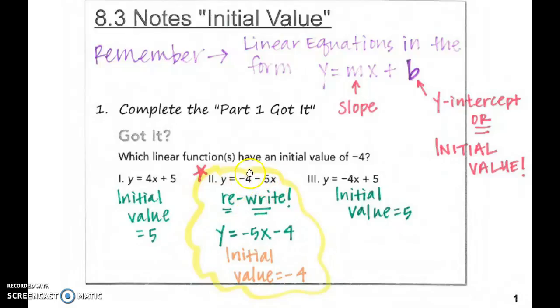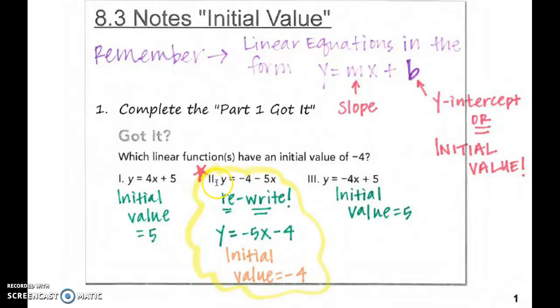Example 2, I just need to rewrite it a little bit so you can see it better. All I'm going to do is flip-flop the -5x and the -4. So y equals -5x minus 4. Remember, if there's a negative sign in front of something, it's the same as a subtraction. So since the -4 is being subtracted at the end, this one has an initial value of -4. Over here in example 3, unfortunately, this one does not. This initial value would be 5 because there's a plus 5 at the end.